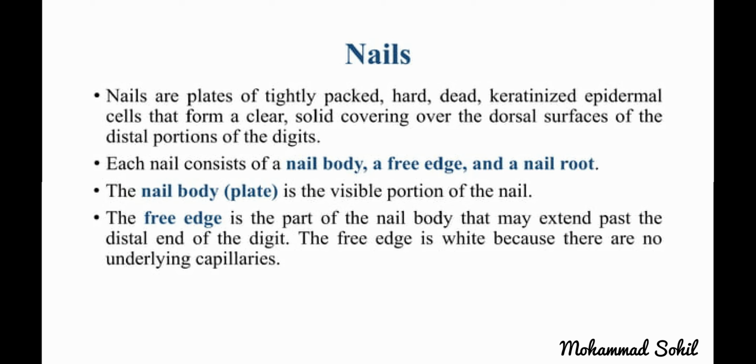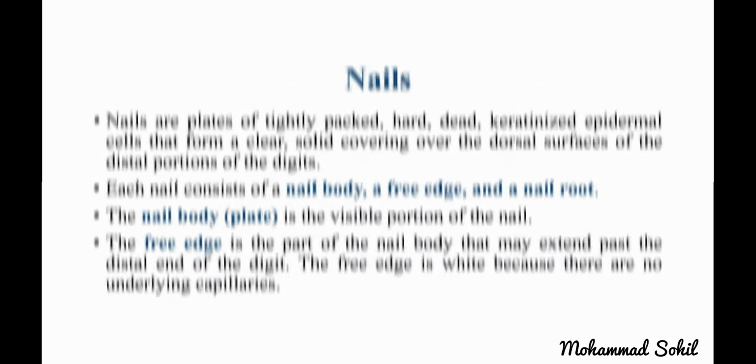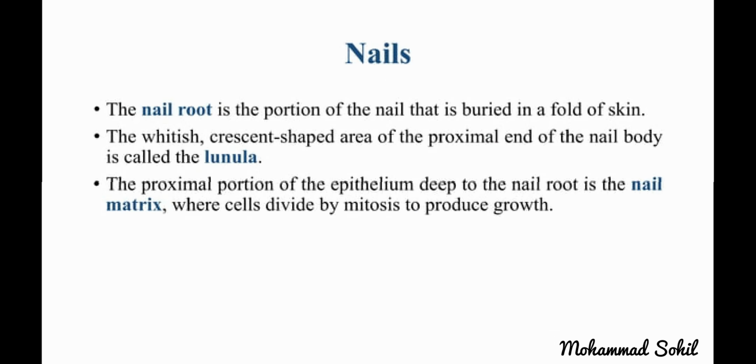The nail body, that is the plate, is the visible portion of the nail. The free edge is the part of the nail body that may extend past the distal end of the digit. The free edge is white because there are no underlying capillaries. The nail root is the portion of the nail that is buried in a fold of skin. The whitish crescent-shaped area of the proximal end of the nail body is called the lunula.